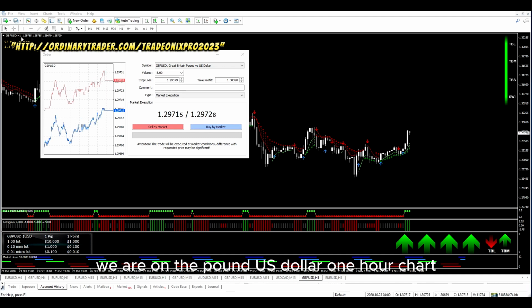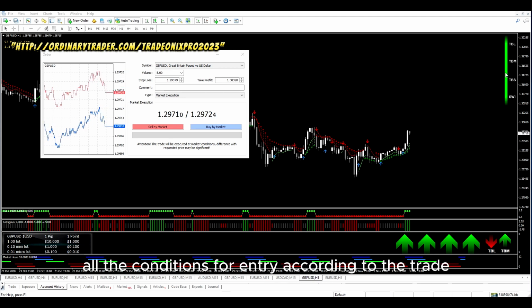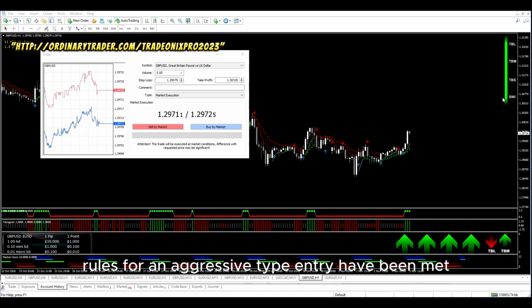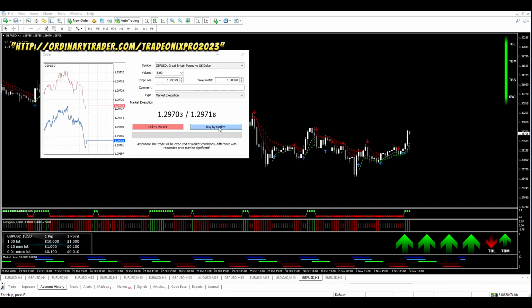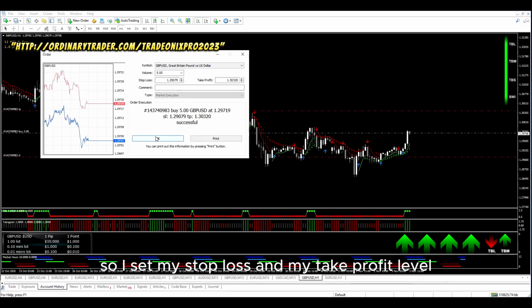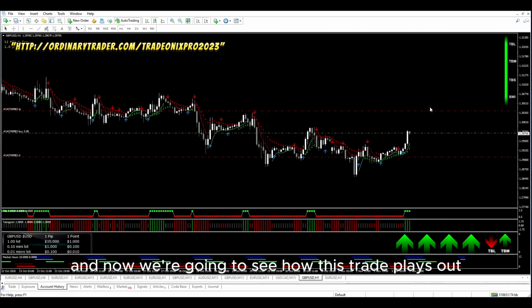We're on the pound US dollar 1 hour chart, and I'm about to enter a long trade. All the conditions for entry according to the Tradeonix Pro system rules for an aggressive type entry have been met, and I'm going to buy into the market. So I set my stop loss and my take profit level, and now we're going to see how this trade plays out. So I'll be back to monitor the trade.